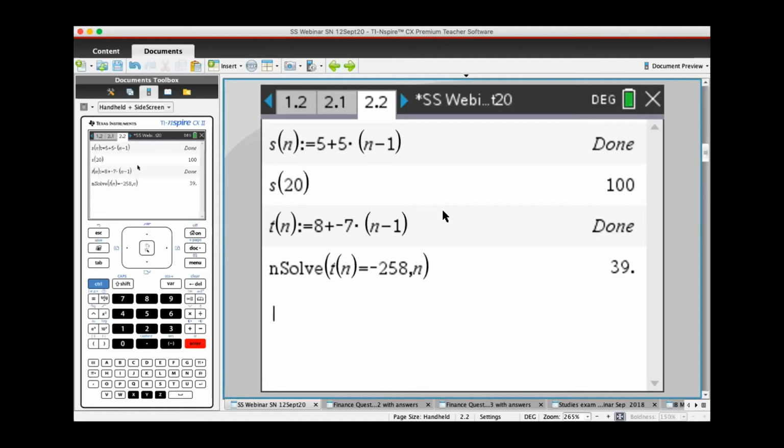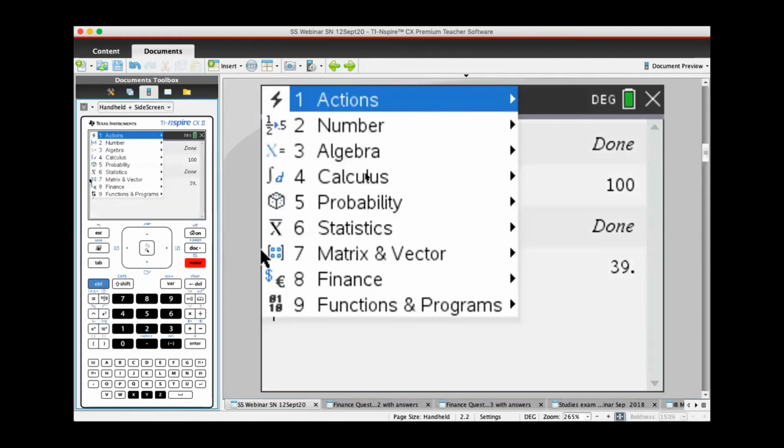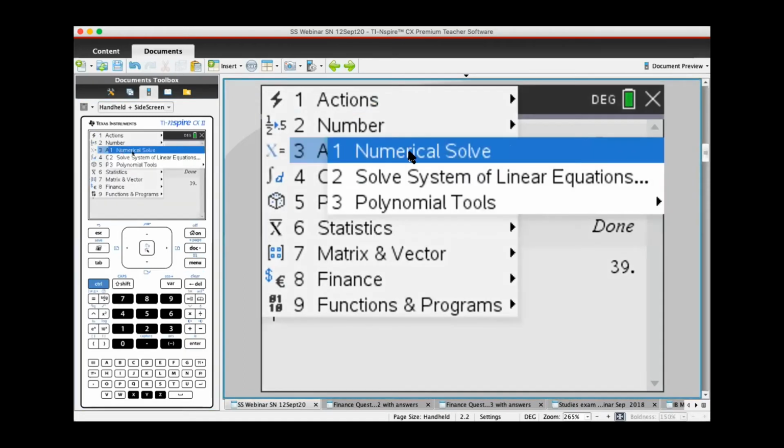So once you define, there are several things you can do. The calculator remembers the parameters that you've set for it, and you can solve. Alternatively, I could have just written this. I need not have defined. So I'm going to show you the same thing. So go here, we go to algebra, we go to numerical solve.